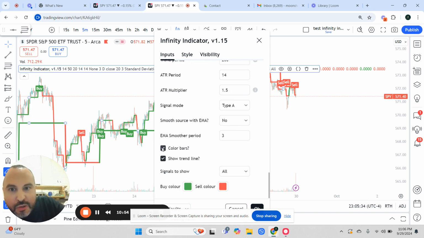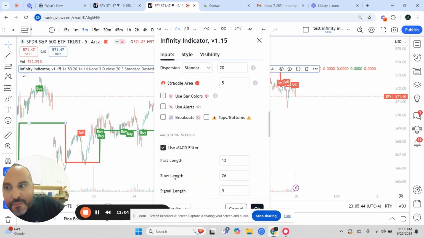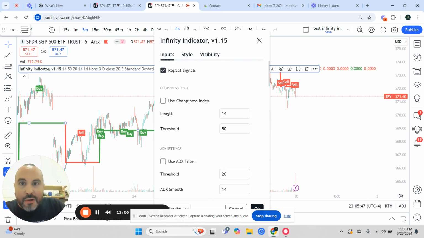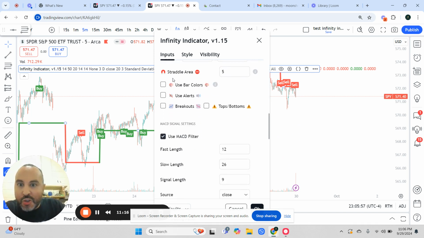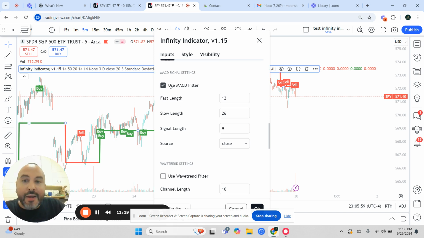And you can check these on or off. These are just the bars there, the color bars. Whether you have them on or off, it doesn't really make a difference. So let's just review. These are what I want checked, and these are the only things that I want you to check. Repeat signals is optional. I have it checked on. Everything else is checked off until you get to MACD.